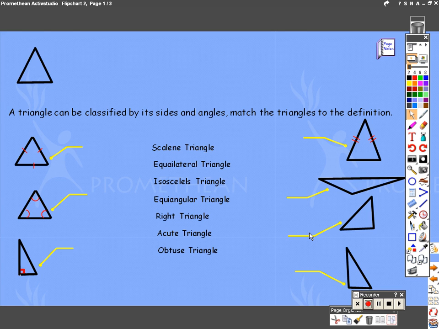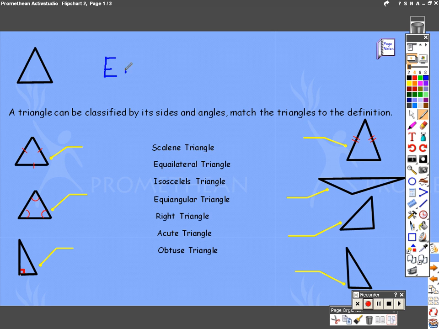In this video, we're going to look at classifying triangles. Okay, there's two ways to classify triangles. I can either classify it by the types of sides or by the angles. Let's start with sides. Now, when I talk about sides, there are three types of triangles.